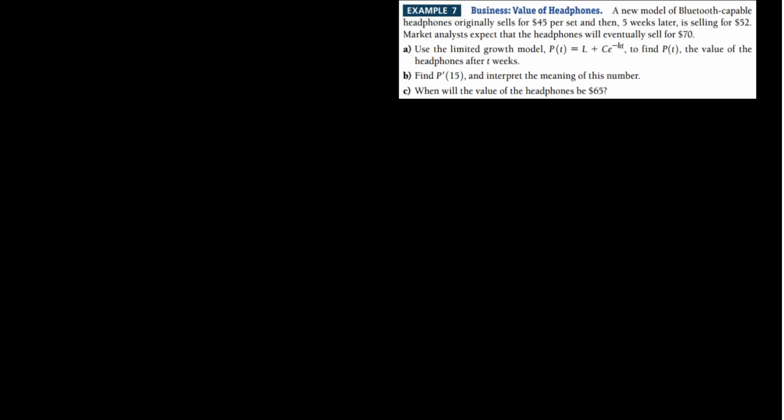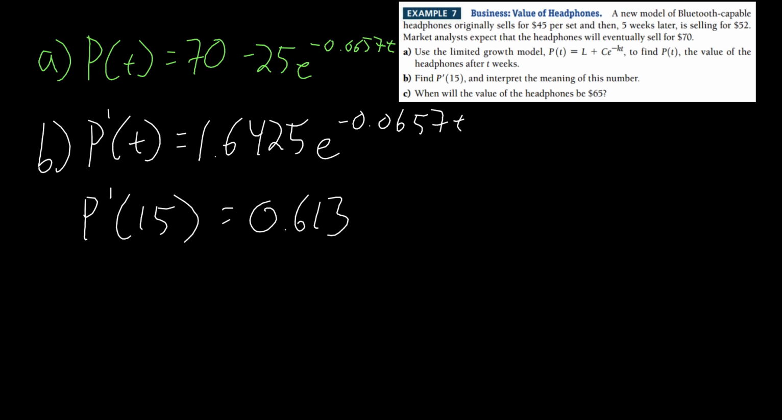Anyway, so when will the value of the headphones be $65? What we need to do is look at our equation over here, the equation that's written in the green. We need to figure out when the value is $65. We're going to put 65 here and solve for t, because p of t is the price. So when will it sell for $65? We want to know how many weeks later, so I'm going to have to use that equation.